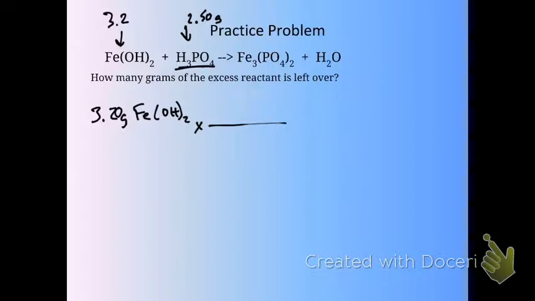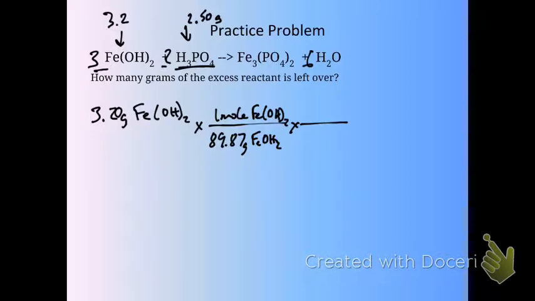So we're going to convert it to moles first, right? So 89.87 grams of Fe(OH)2, and then 1 mole iron hydroxide. And then I forgot what the ratio was, like 3, 2, and 6, right? We just need to know these two. So for every 3 moles of Fe(OH)2, there's 2 moles of H3PO4.